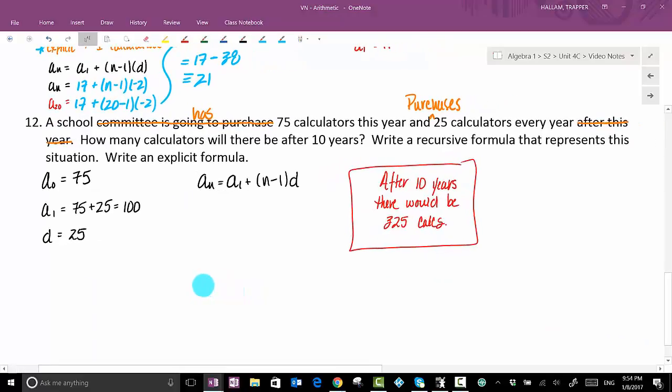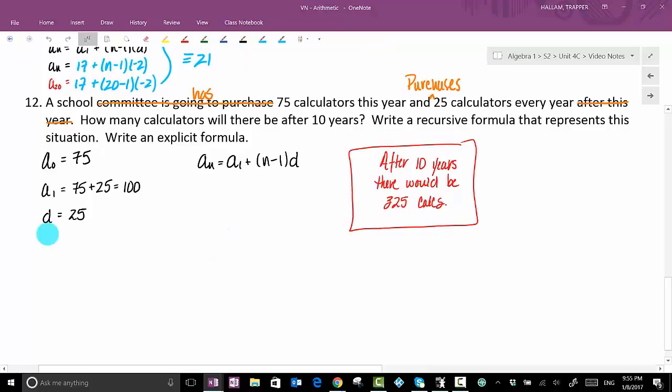Okay, so let's take a look at this last problem here. I changed some of the wording here. So a school has 75 calculators this year and purchases 25 calculators every year after that. How many calculators will there be after 10 years? It says write a recursive formula that represents the situation. Then it says write an explicit formula. Okay, so we're going to go ahead and start with the recursive. Those are usually pretty quick and easy, right?